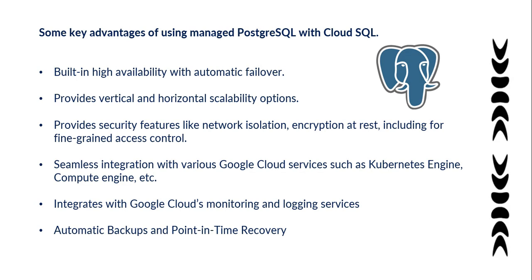Some key advantages of using managed PostgreSQL with Cloud SQL. The first one is built-in high availability with automatic failover. In the case of an outage, the database instance will automatically fail over to another zone. Next, it provides vertical and horizontal scaling options. Vertical scalability means you can increase the compute resources allocated to your instance. Horizontal scaling means we are adding more DB instances.